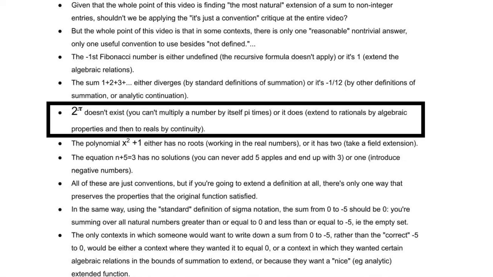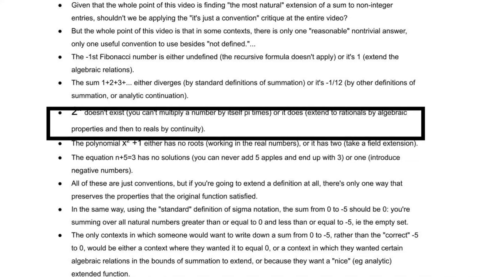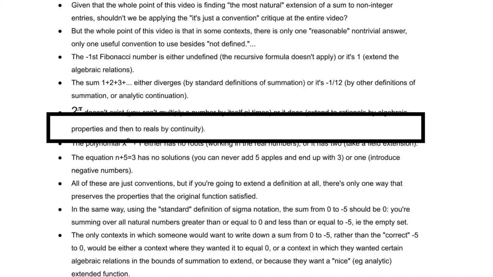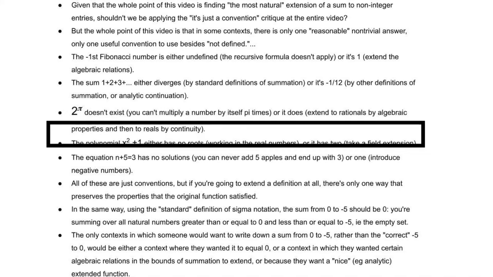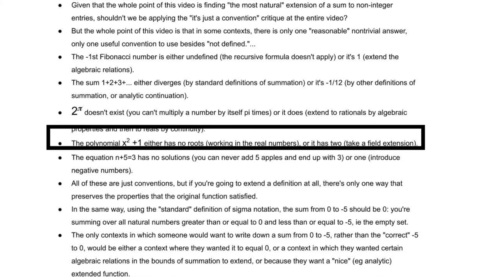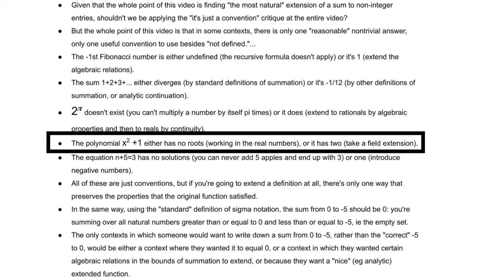However, I will say that I do legitimately think the notation 2π is problematic for various reasons which are not necessarily related to what we are discussing here. The polynomial x² + 1 either has no roots, working in the real numbers, or it has to take a field extension. Well, no. This is not a matter of convention.